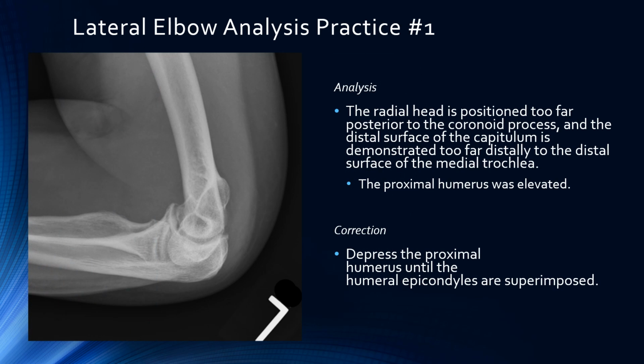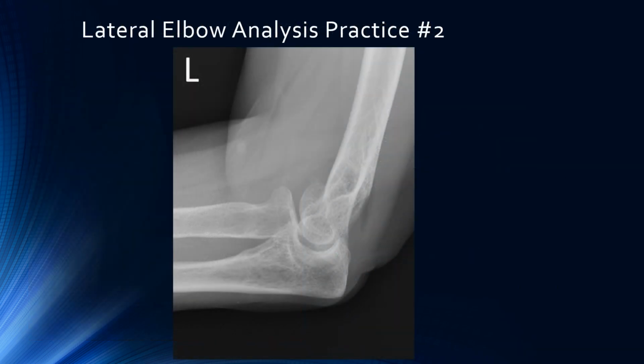Analysis. The radial head is positioned too far posterior to the coronoid process, and the distal surface of the capitulum is demonstrated too far distally to the distal surface of the medial trochlea. The proximal humerus was elevated. Correction, depress the proximal humerus until the humeral epicondyles are superimposed. Lateral elbow analysis practice number 2.